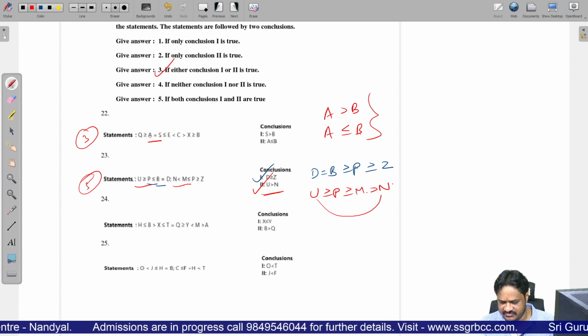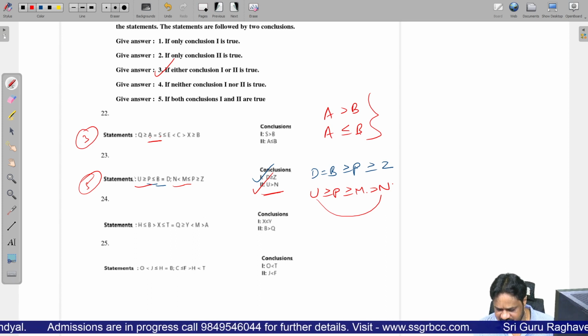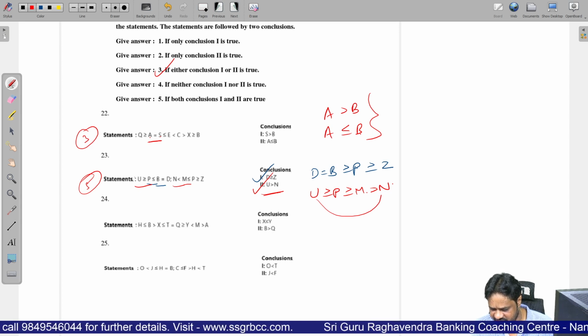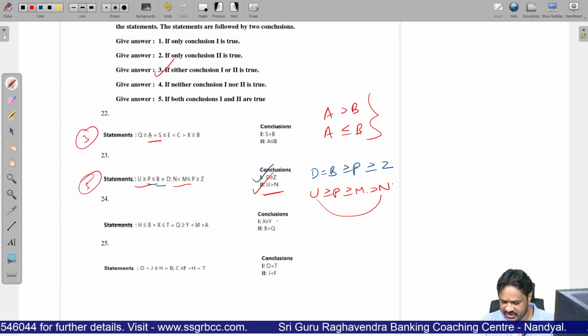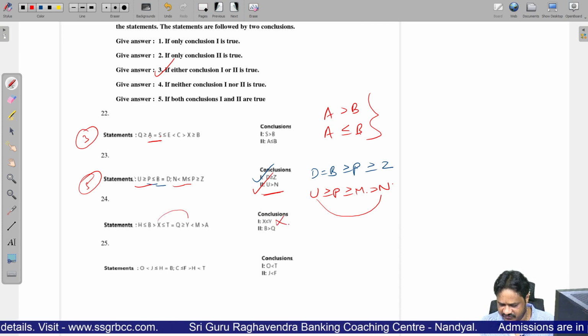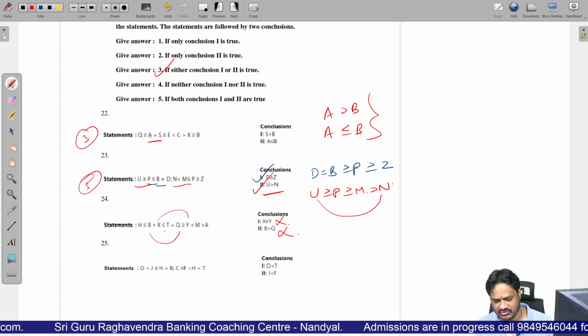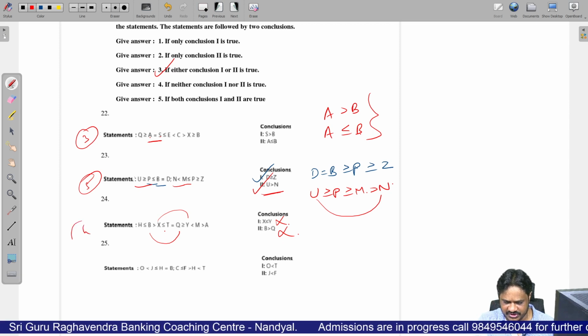See the next one. H ≤ B > X, and X ≤ T = Q ≥ Y < M > A. Now X to Y, is there any common symbol? No. First one does not follow. B to Q, there is no common symbol. So neither one nor two follows. Neither one nor two means answer is 4.